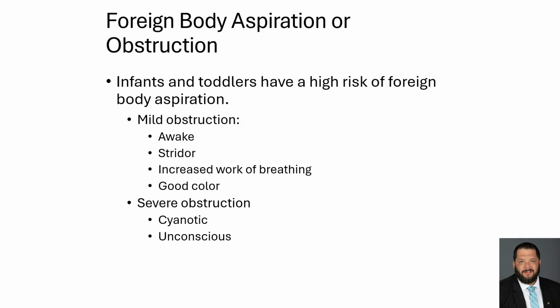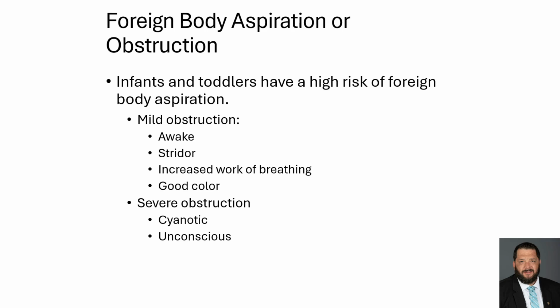For foreign body airway obstructions, little guys, your pediatric patients explore the world by putting things in their mouth. Their sense of taste is one of the first senses to fully develop in the human body. So their natural way to explore the world is to put things in their mouth and feel them and taste them and see what they are. This can lead to potential foreign body airway obstructions, right? For a mild obstruction, if they're awake, have increased work of breathing, but good color, they may have stridorous respirations, then let them try and expel it or encourage them to cough if that's an age-appropriate intervention. For severe obstructions, they'll often present as cyanotic or even potentially unconscious.